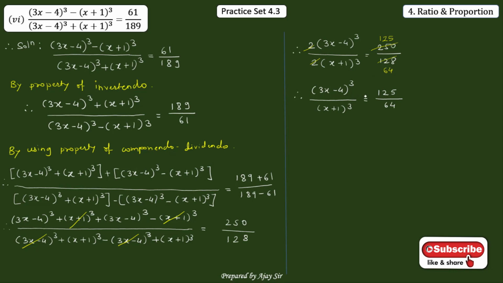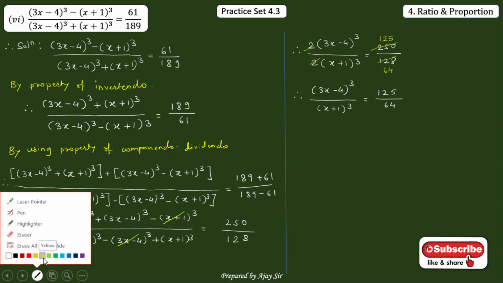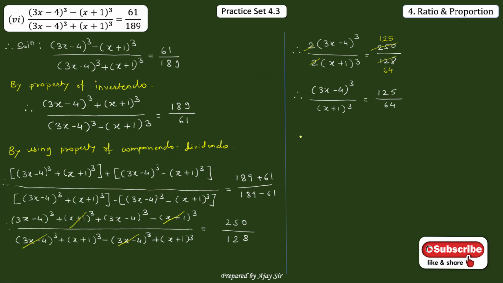So now here what we will do is take the cube root of both the sides. After taking the cube root of both the sides, the left hand side becomes 3x minus 4 divided by x plus 1, is equal to the cube root of 125, that is 5, over the cube root of 64, that is 4.